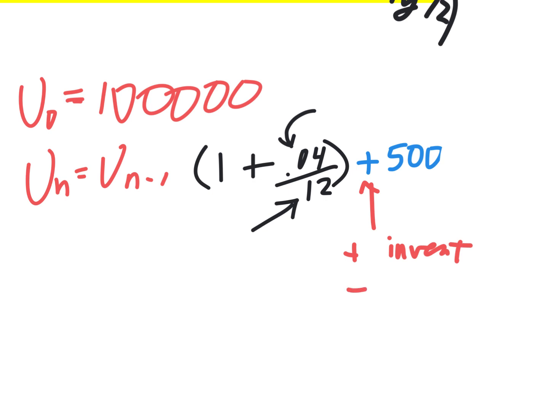What's a minus? Loan. That's how you can tell the difference. If there's a plus right there, the problem is an investment. If there's a minus right there, the problem's about a loan. And it'd be monthly payments on a loan.